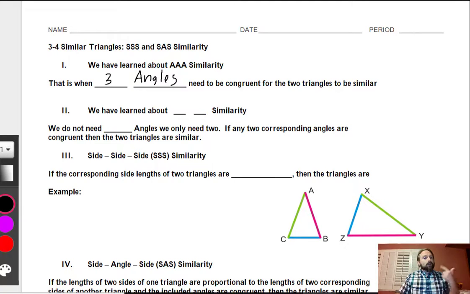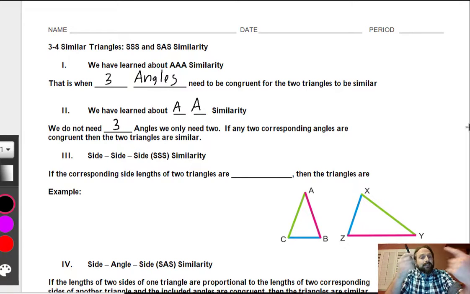Excellent. Now we've also learned about angle-angle similarity. So let's write that in. Angle-angle similarity. Now we do not need three angles, we only need two. So if any two corresponding angles are congruent, then the two triangles are similar. Alright, now we're going to talk about the next ones.